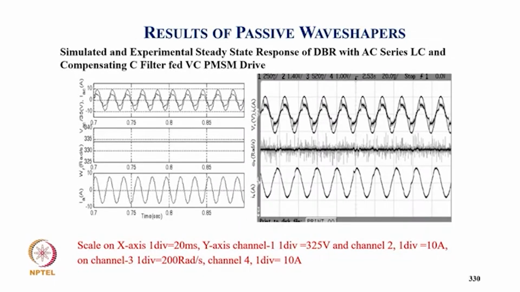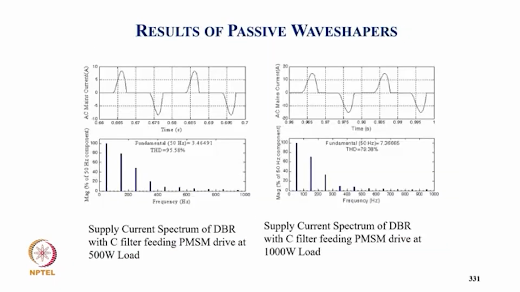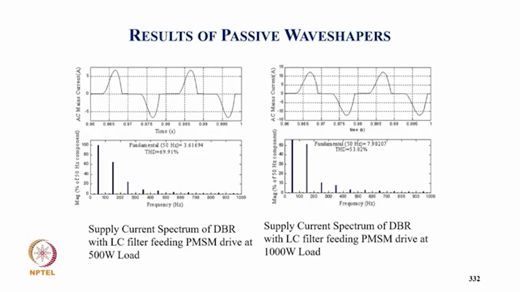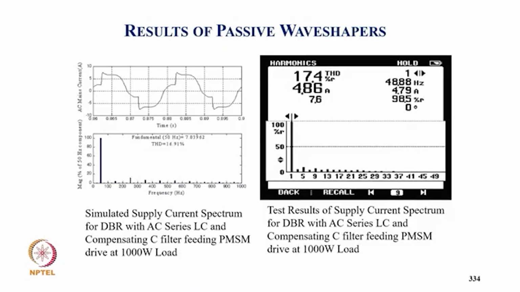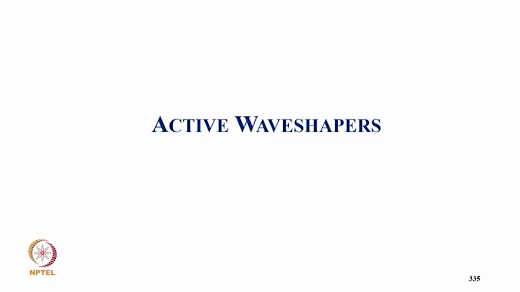and this is with the filter and compensating capacitor, the response in simulation and experiment. And this is, of course, the harmonic spectrum with the DBR with capacitive filter, 98%, and with the current with the capacitive filter feeding at the load condition, so THD is reduced with the load, and this is with the LC filter. THD reduces to 69%, 69.91, and then supply current THD 53%, and then with the series LC filter, THD reduces to 21%, and experimental 25%, and this series with the compensating capacitor, so it goes to 16.9 and experimental 7.4%.